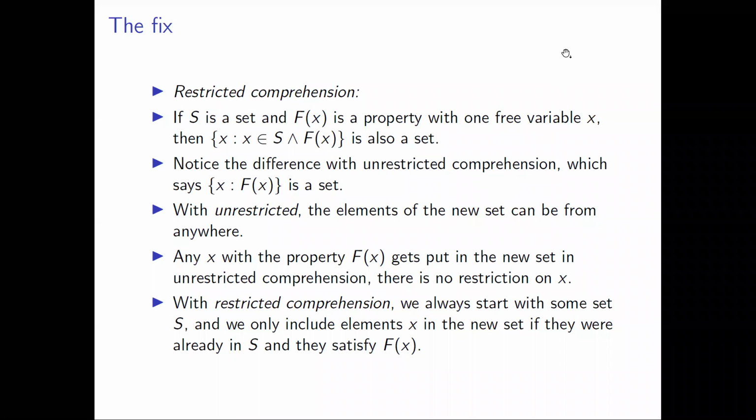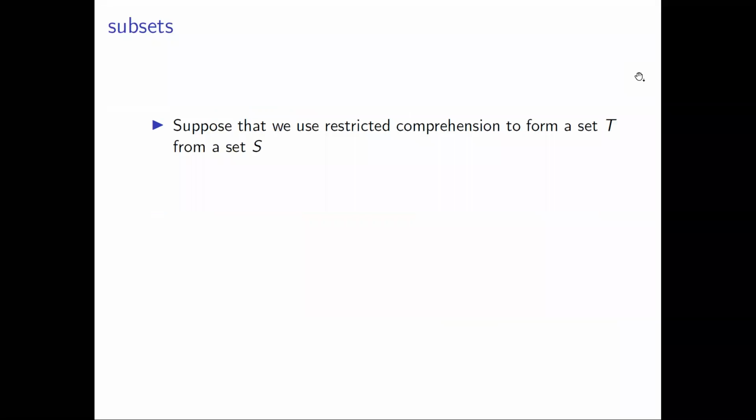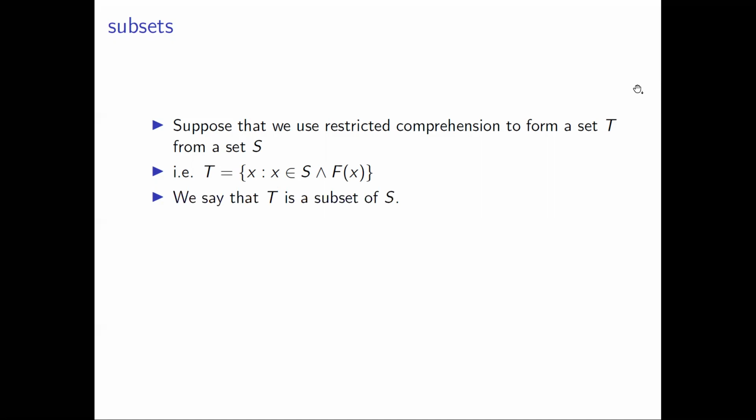So with this axiom of restricted comprehension, we actually do get new sets from old sets specifically. And we can use this axiom to define what we will call subsets. Suppose that we use this restricted comprehension axiom to form a new set T from an old set S. Specifically, we can say T is the set of elements x for which x is an element of S and f of x is true, and we call T a subset of S.